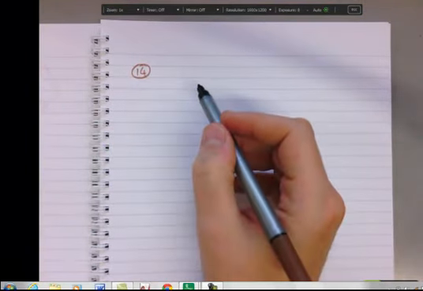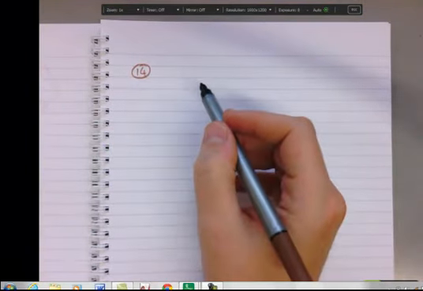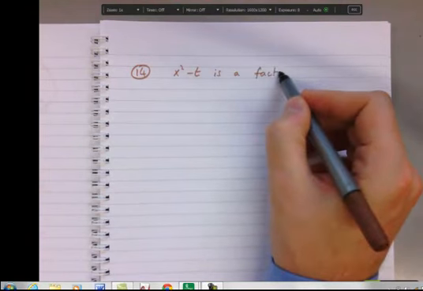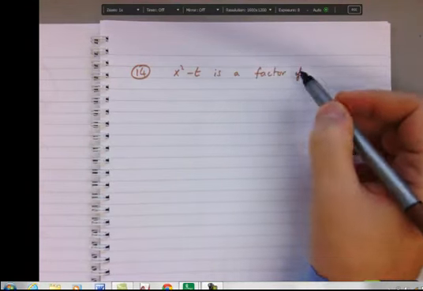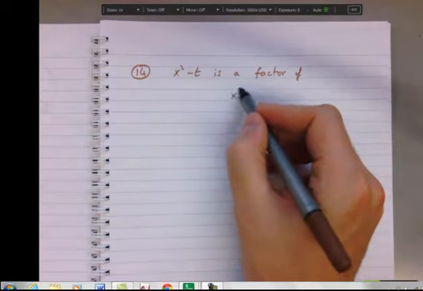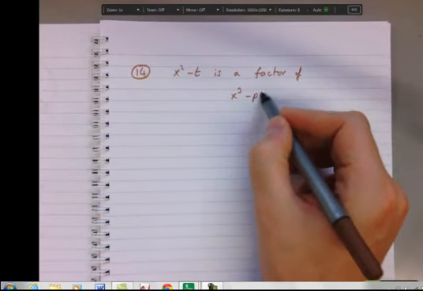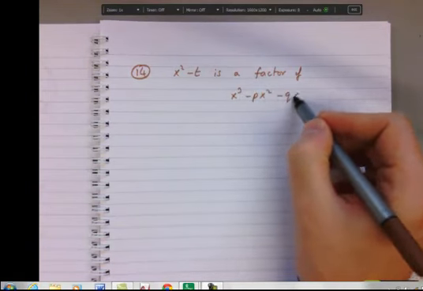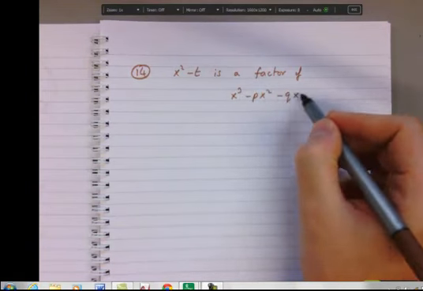It says x squared minus t is a factor of, and you've got a cubic, x cubed minus px squared minus qx plus r. Now hopefully you can see straight away there I'm going to put in a 0x, a plus 0x, because I'm probably going to do some division on this.